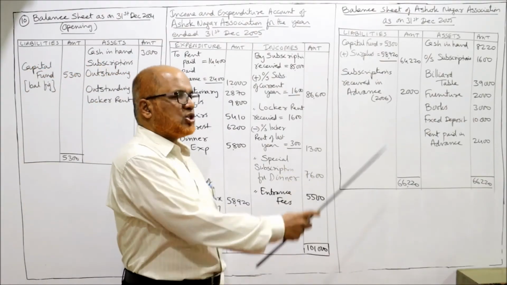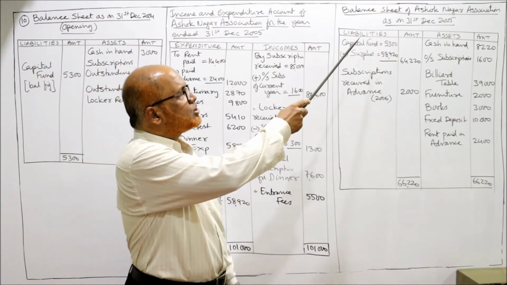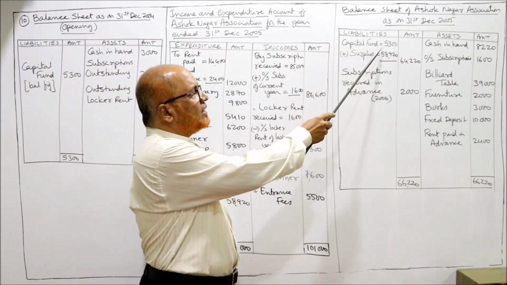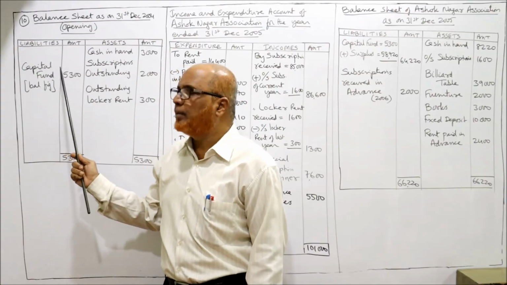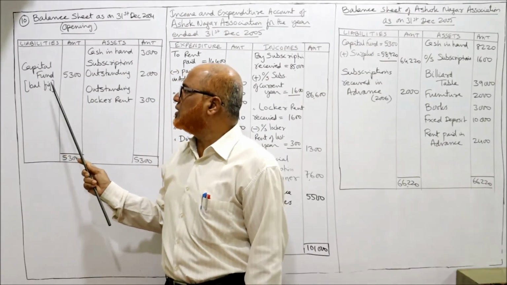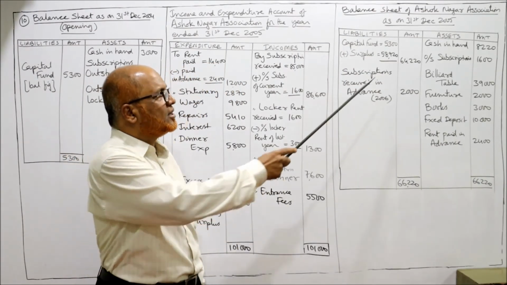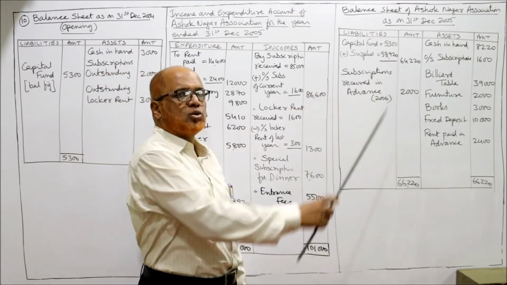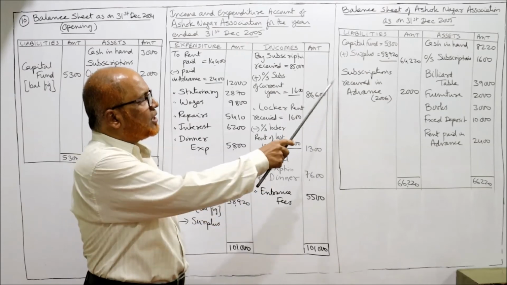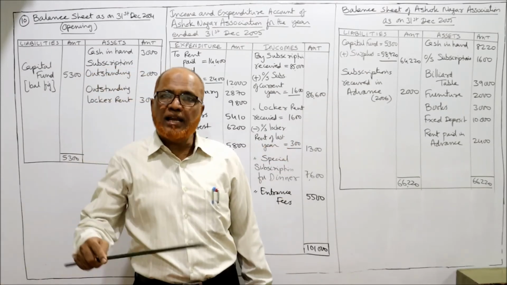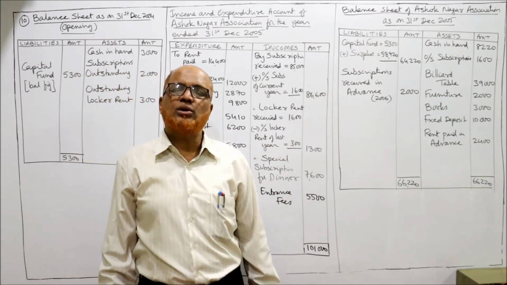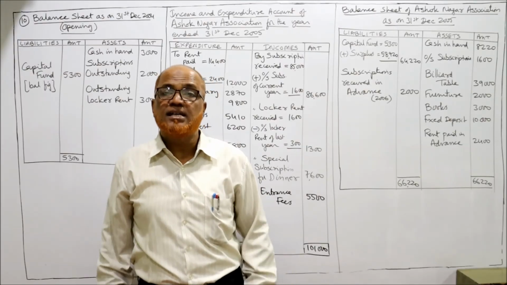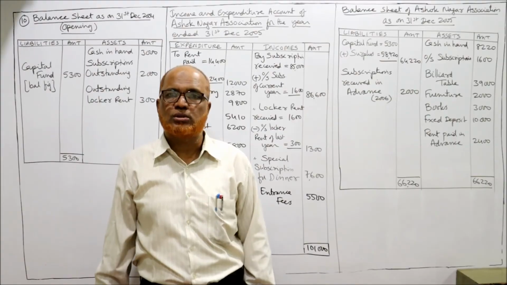Now I am coming to the balance sheet. Balance sheet of Ashok Nagar Association as on 31st December. Liability side, capital fund 5,300, we got it in the opening balance sheet. To this we add the surplus, which we got as 58,920. Take the total. Subscription received in advance. The coming year is 2006, so the 2006 subscription was received in advance. On the receipt side you can see separately it is given as 2,000.